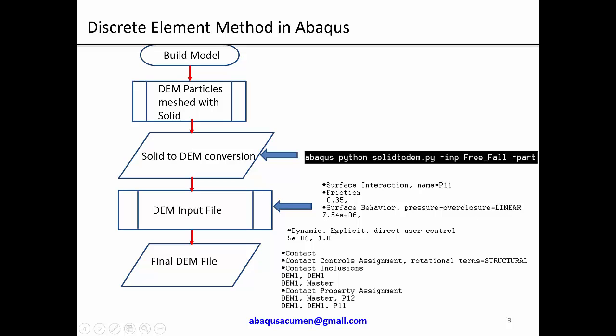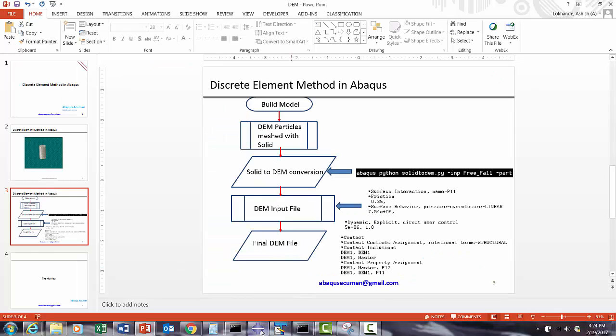For 6.16 you have Hertz and you can do a lot of things, but in 6.14 you use pressure-overclosure linear and give a contact stiffness. For DM to master it is straightforward. You are going to use the typical friction we have, and then the final DM file will be ready. It's a bit here and there, but it will be good learning for you. It will be an introductory video.